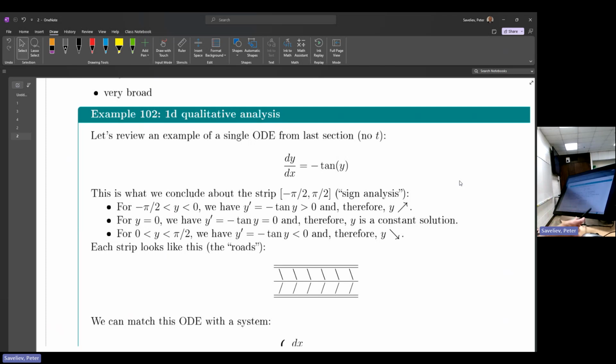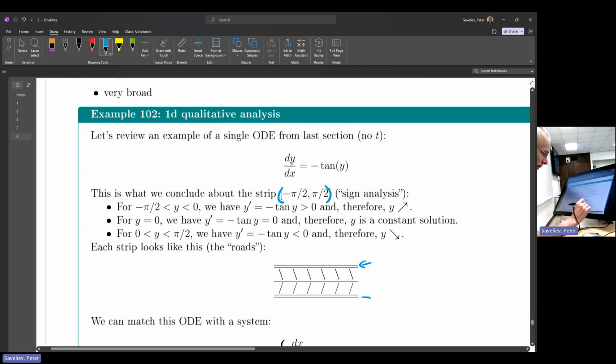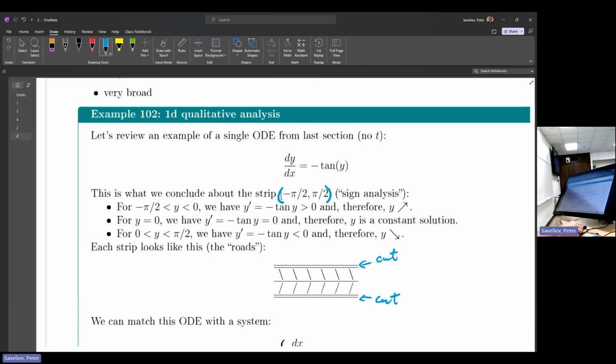Whenever, hold on a second, pi over two, it's undefined. Pi over two is undefined, so technically I have to do this. If the right-hand side is undefined, then we cannot have any kind of analysis. But other than that, these double arrows indicate that there's a cut, a cut meaning that there is no curve there.